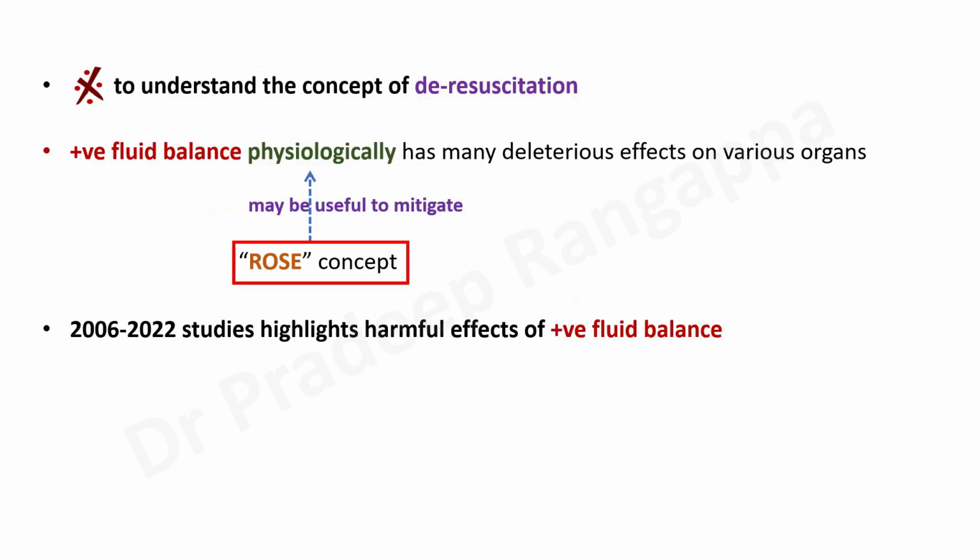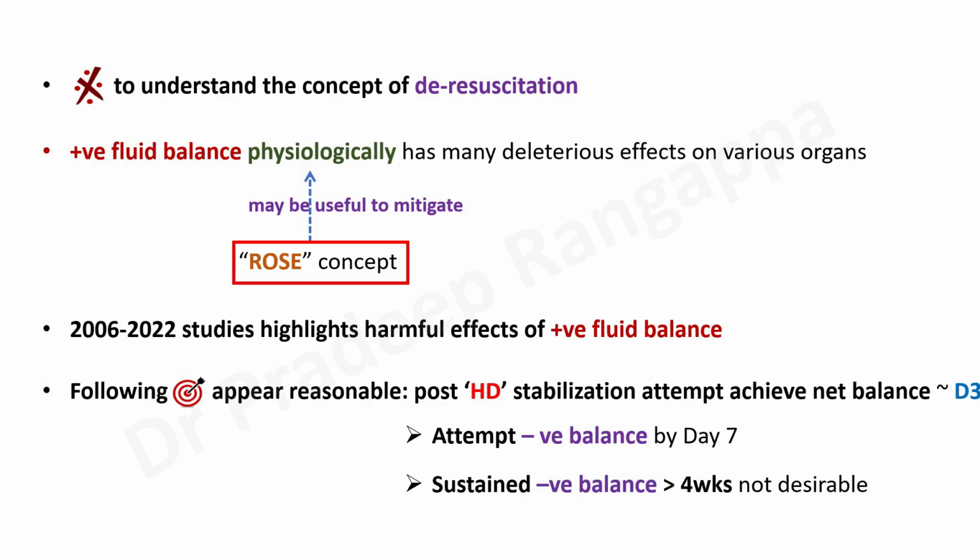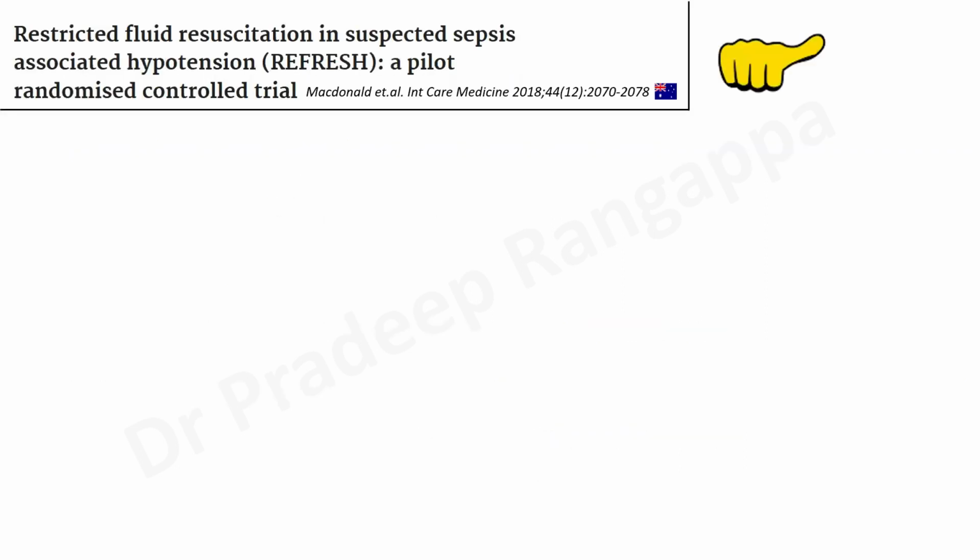So from 2006 to 2022, there are more than 10 studies which highlight the harmful effects of positive fluid balance. And the following targets appear reasonable post stabilization. Once you resuscitate, attempt net neutral balance by day 3, attain net zero balance. And by day 7, try to attain negative balance. Sustaining negative balance for more than 4 weeks was also not desirable. So this was the gist of all those fluid studies that happened.